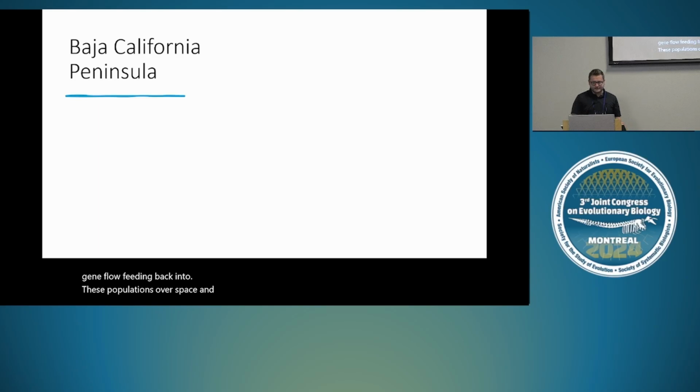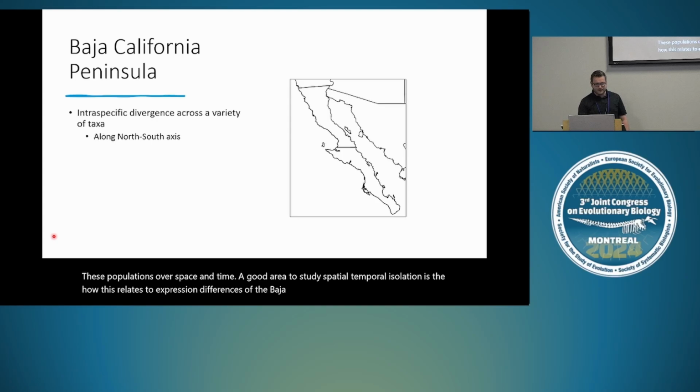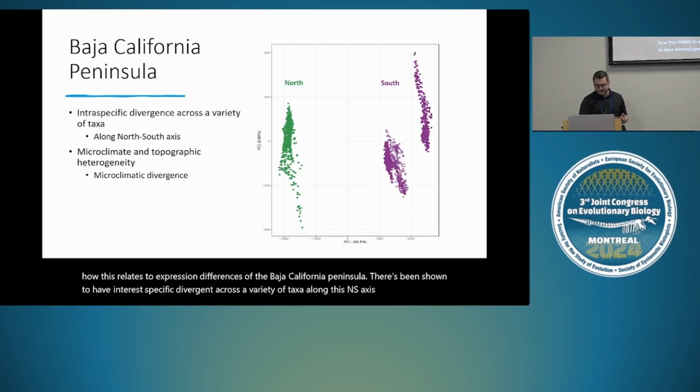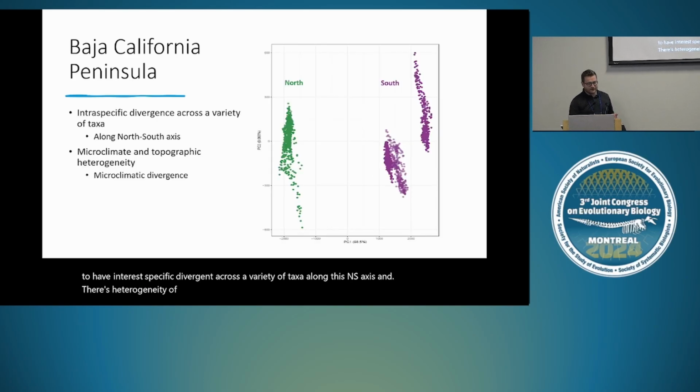A good area to study spatiotemporal isolation and how this relates to expression differences is the Baja California Peninsula. It has been shown to have interspecific divergence across a variety of taxa along this north-south axis, and there's heterogeneity of microclimate and topographic heterogeneity.